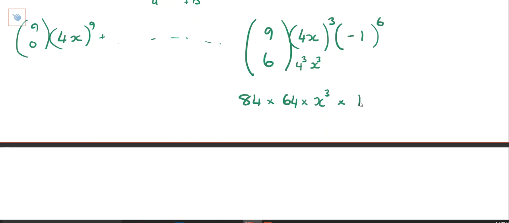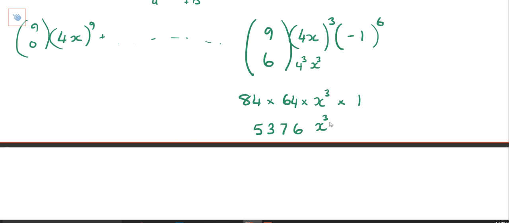And then what's minus 1 to the power of 6? 1. Just 1. Okay. So then our term will just be x cubed, but we've got 84 times 64, big number. We're going to get used to these big numbers. So 84 times 64 is 5,376. Yeah, it says in the book. x cubed. So that's the term with x cubed in it.